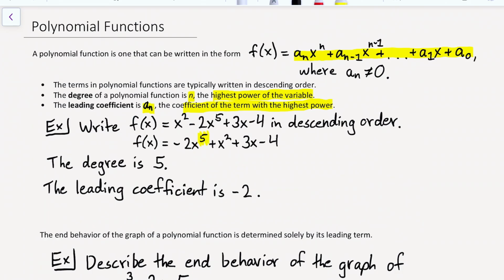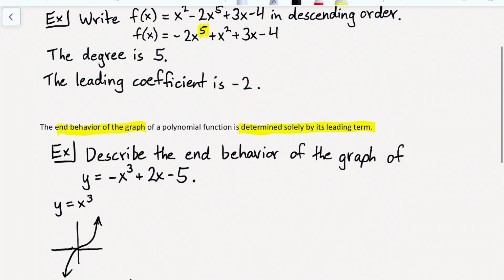We want to note the degree and leading coefficient of polynomials because when we talk about sketching the graph of a polynomial, it turns out that the graph is shaped by the leading term. We say that the end behavior of the graph of a polynomial is determined solely by its leading term. Let's discuss that with a couple of examples.